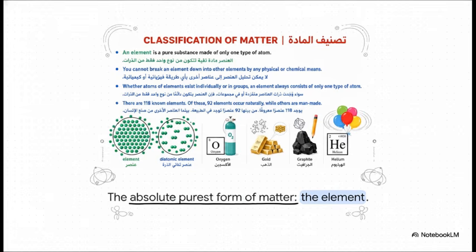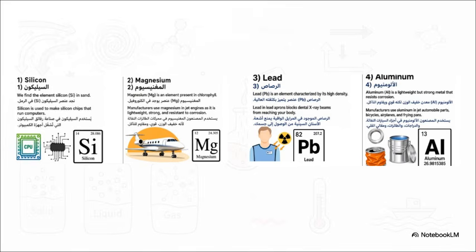Whether those atoms exist individually like helium or in pairs like a diatomic oxygen molecule, it is still just one type of atom. To date, there are 118 known elements, and out of those, 92 occur naturally in our universe, while the rest are man-made. Let's put this into perspective with 4 specific elements and their everyday applications.